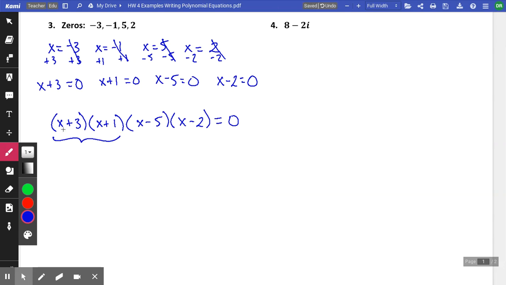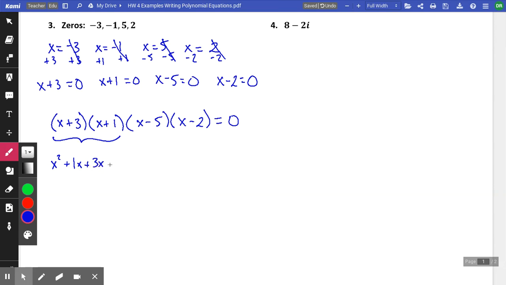Okay, and let's see what we get there. We're going to take x in this first factor times both terms in the other. So x times x is x squared. X times 1 is 1x, or just x. 3 times x is 3x.